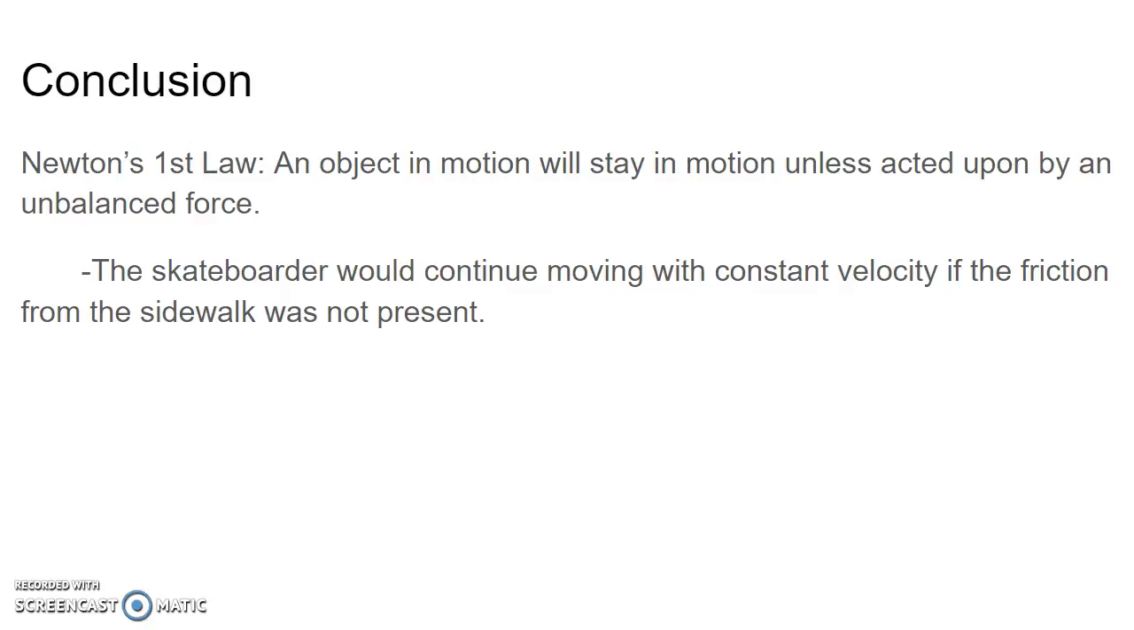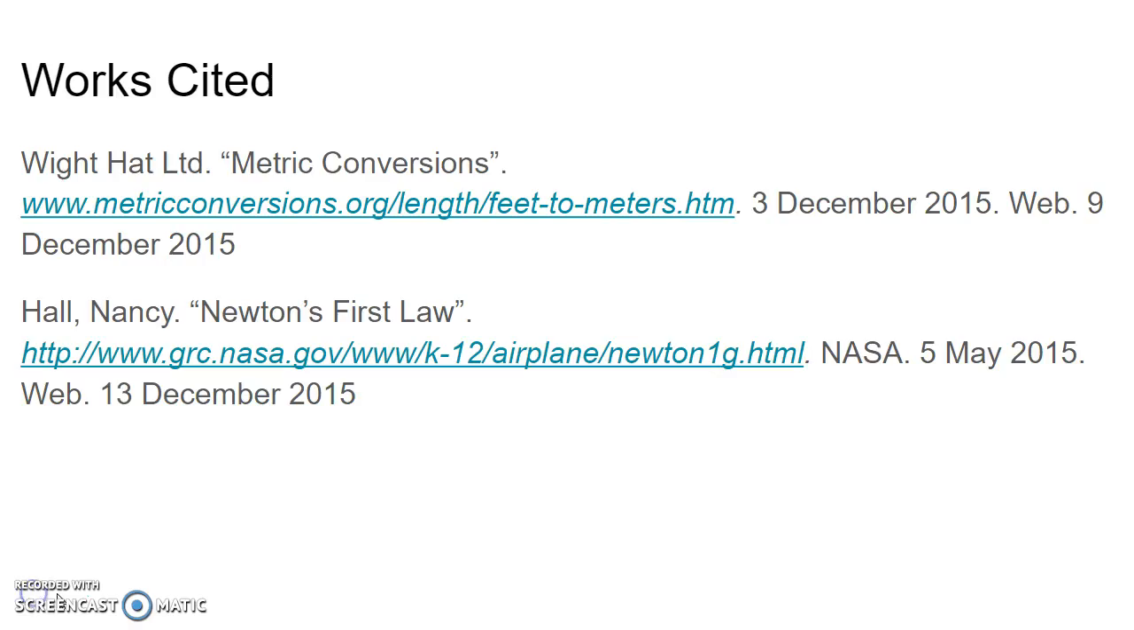In conclusion, this experiment is an example of Newton's first law, which states that an object in motion will stay in motion unless acted upon by an unbalanced force. This law applies most because the skateboarder would continue moving with a constant velocity if it was not experiencing friction from the sidewalk. Finally, I have my works cited page, which shows the 2 outside sources I used, along with all the notes I used from my notebook.